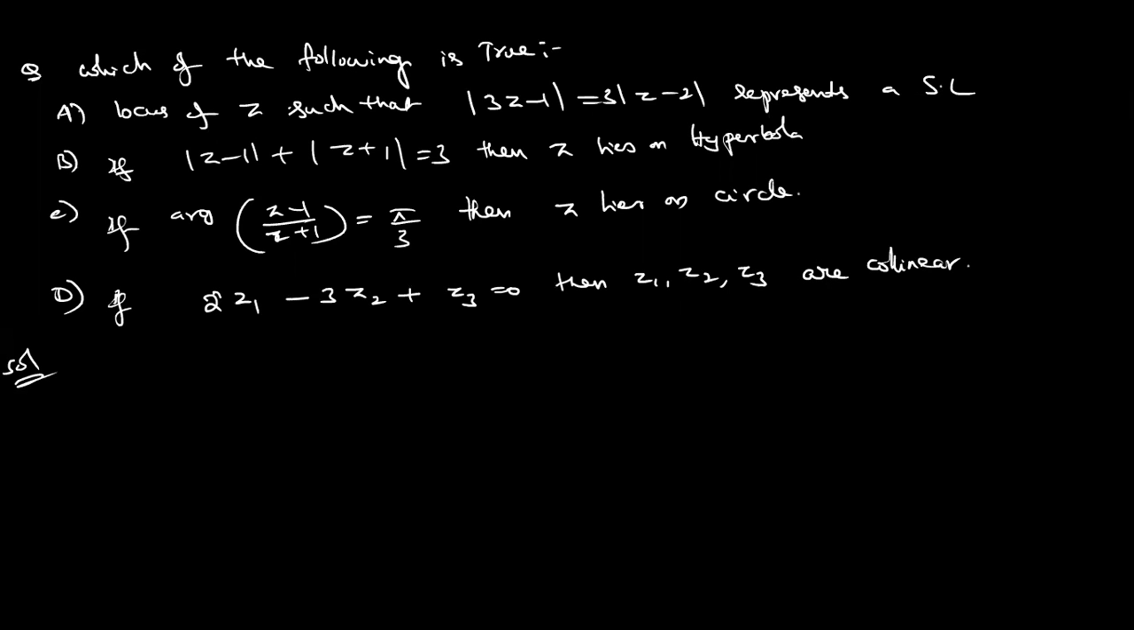Anyone? Which of the following options are true? Multiple choice questions. By seeing the question, you can say the answers. What can you say about option A, whether it is true or false? Modulus of 3z minus 1 is equal to 3 times modulus of z minus 2 represents a straight line. Okay. Yes, correct, absolutely. So eyes were responding. Now see.